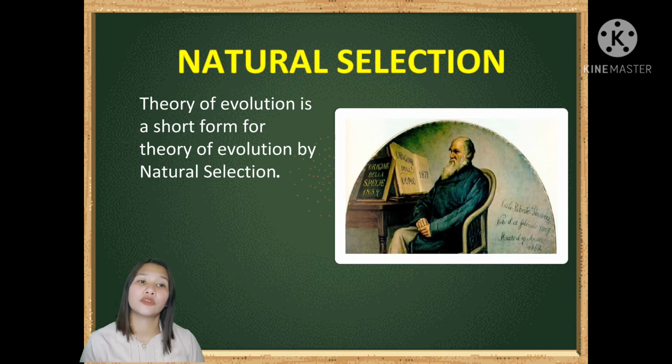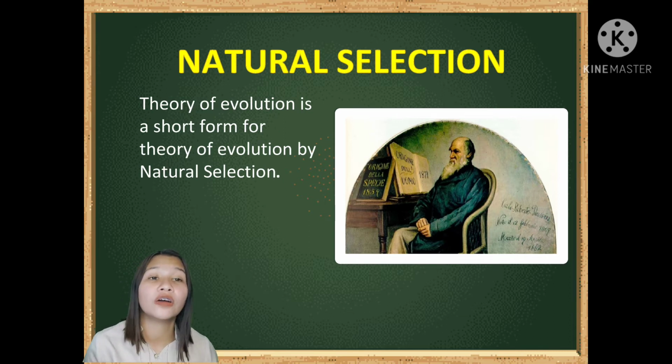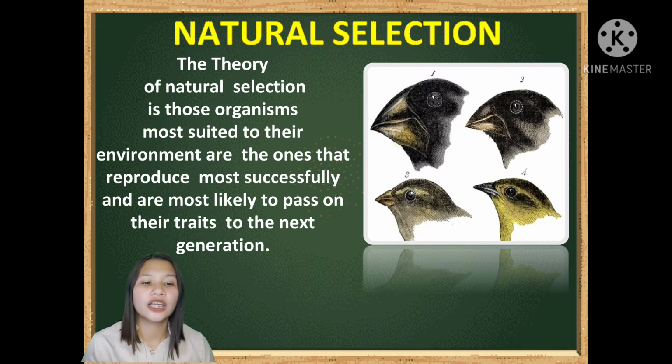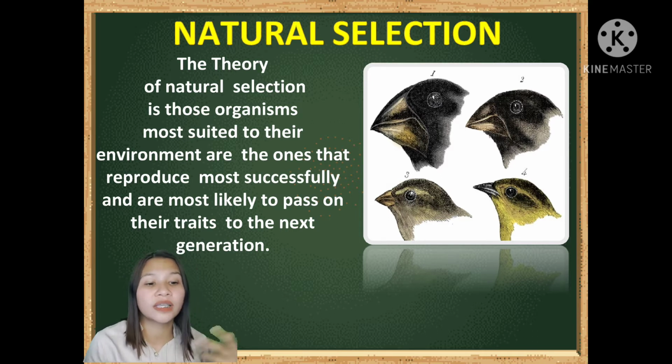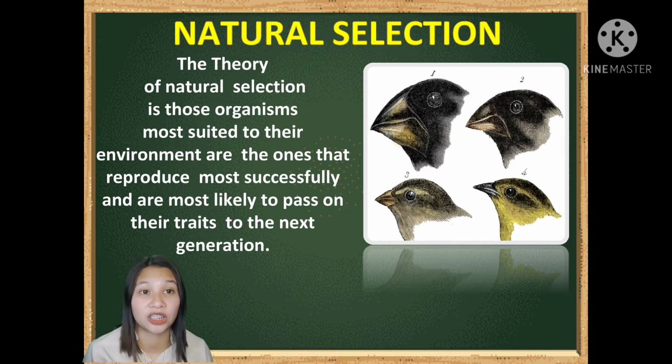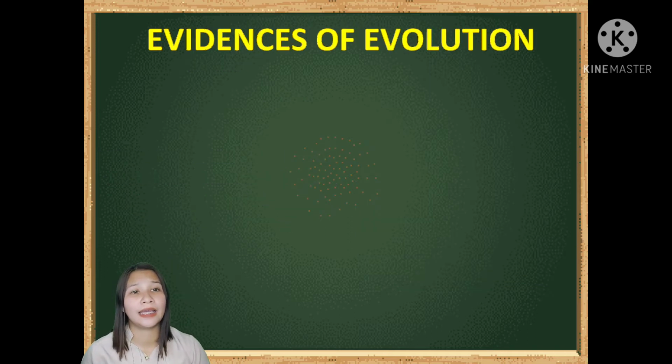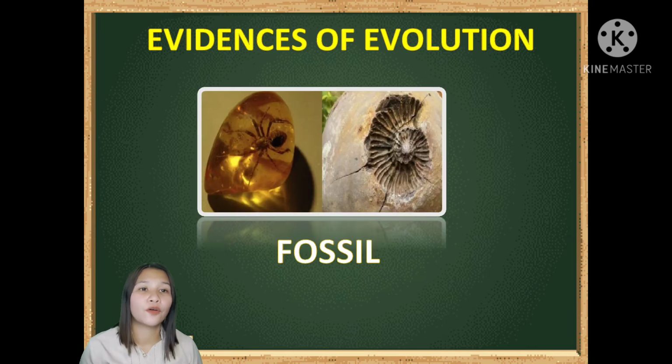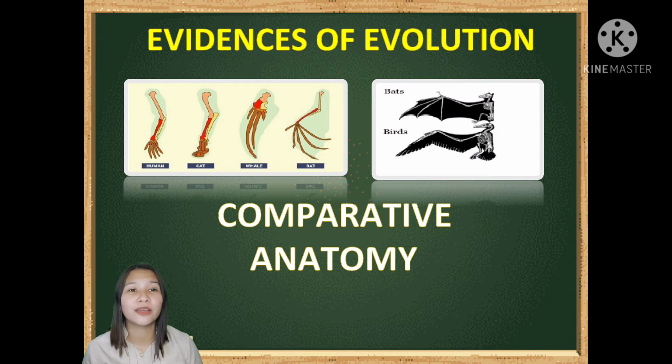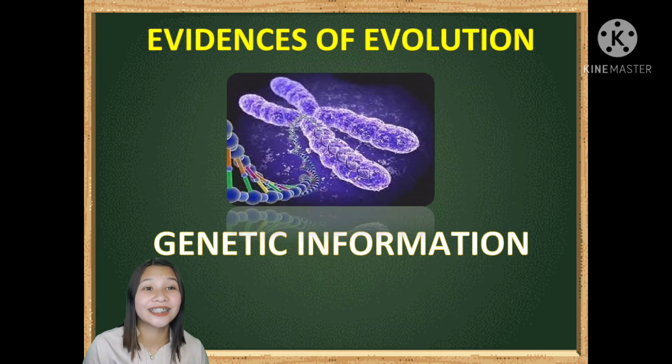And theory of evolution is a short form of theory of natural selection. Natural selection means that most of those organisms suited to their environment are the ones that reproduce most successfully and are most likely to pass their traits to the next generation. As time goes by, scientists discover many things that lead them to further believe in the process of evolution through the help of some evidences. And those are fossil records, comparative anatomy, embryonic development, and genetic information.